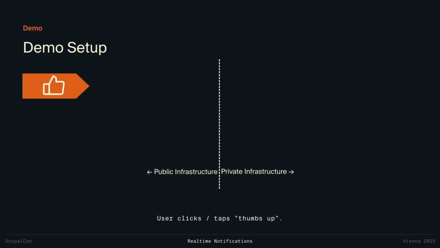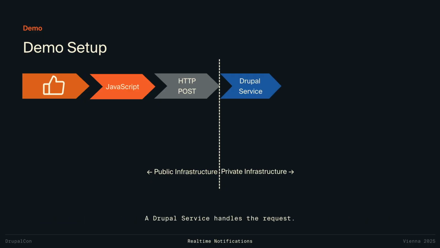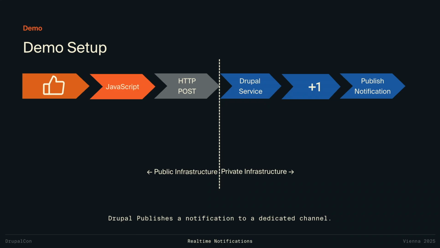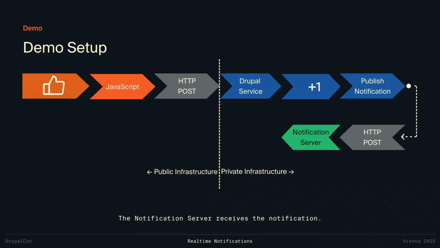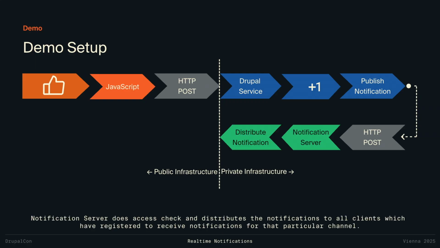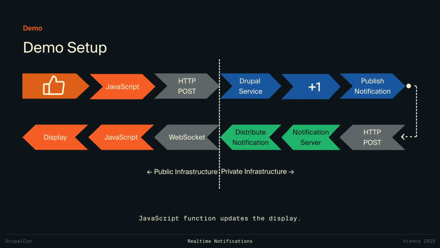So, for those who missed it, I prepared a few slides. When the user clicks on a thumbs up in the demo, the JavaScript sends an HTTP POST to Drupal, and Drupal registers that +1 and publishes the notification to the notification server through a private HTTP POST. The notification server then distributes the notification through WebSocket to JavaScript, and you get that.